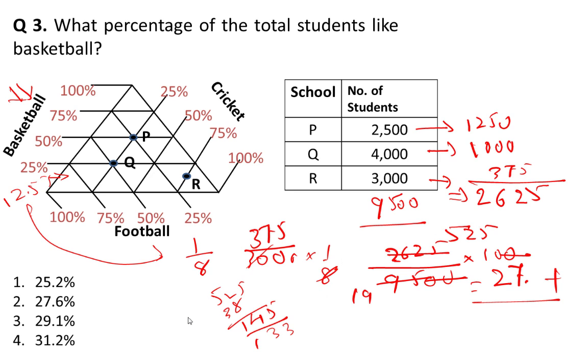So check your option. In the options, do you have any option called 27 plus something? Yes, I can see that this is option 2. So your answer is 2. Okay, it's an easy question, and it's very direct. Nothing can be done beyond this. Let's move on to the next question.